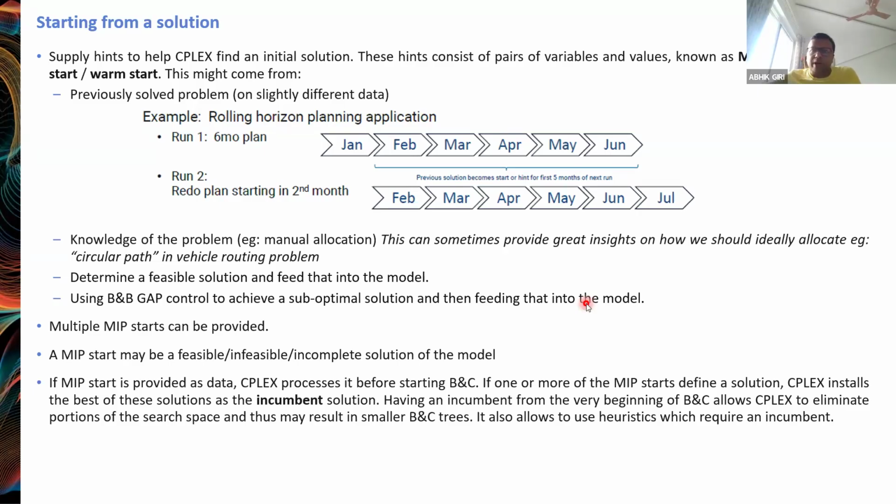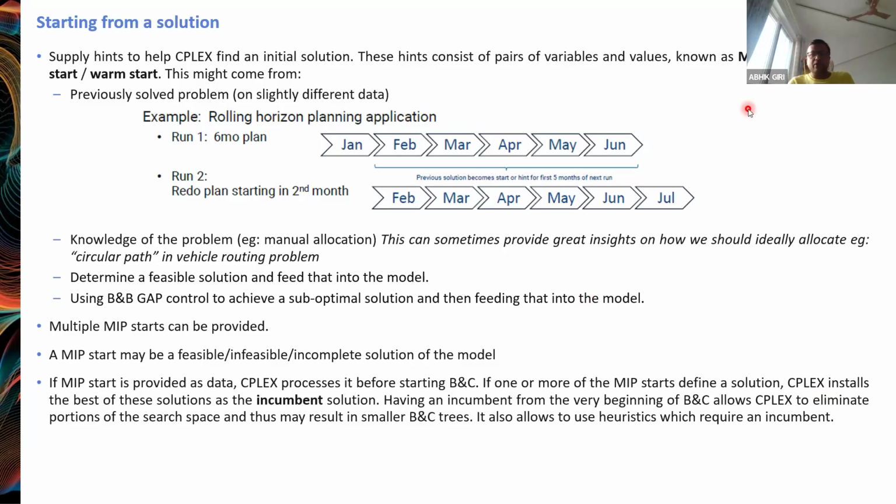So for example, going back to the sports match scheduling assignment that all of you did, you know that if two India Pakistan matches need to be played, they should be played on a Sunday evening, right? So you can set those corresponding variables to one. Now, how do you know the starting solution?